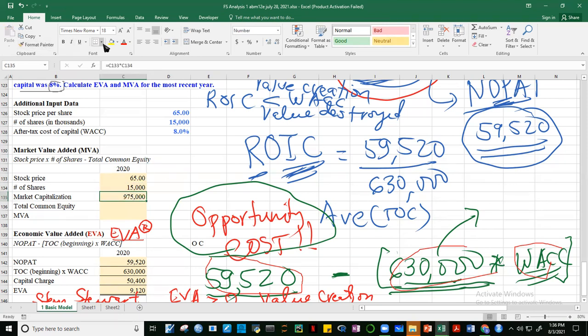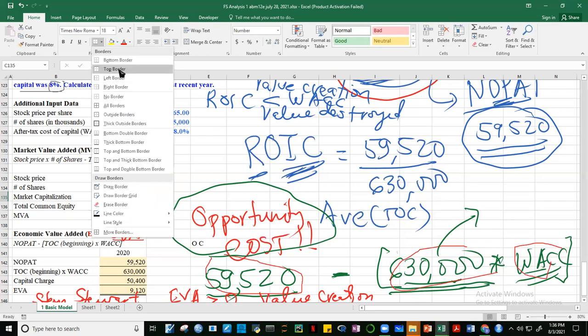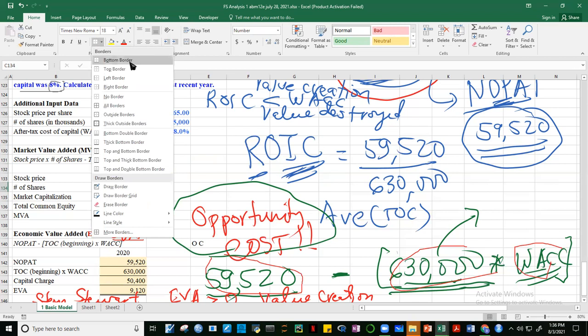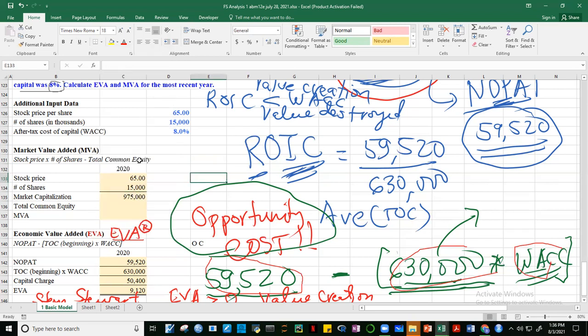Okay, pero dapat nasa top lang. No border naman. Mali yung border natin. Okay, so 975 market capitalization ang tawag dyan.